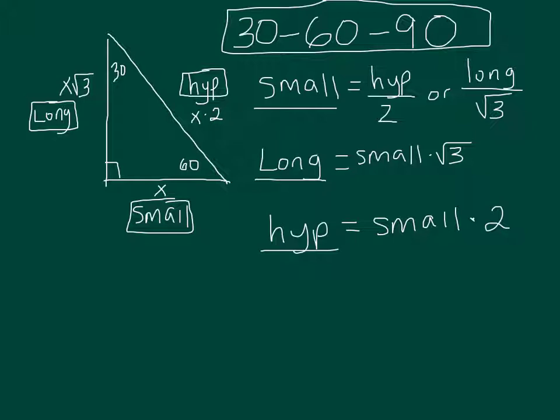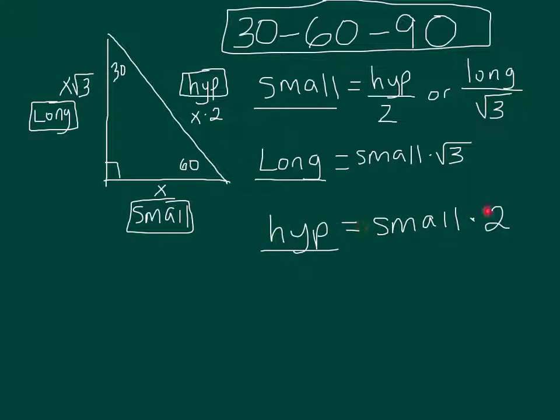Same thing if you wanted to reverse that. Let's say we told you the hypotenuse was 10. We're going to divide by 2 to get the small, right? Because the small has to be half of the hypotenuse. So if the hypotenuse is 10, the small is 5. If the hypotenuse is 50, the small is 25. If the hypotenuse is 80 radical 3, then the small is going to be 40 radical 3. Okay? So we know that the small leg is the hypotenuse divided by 2, or the long divided by radical 3, which we'll get to in a moment.